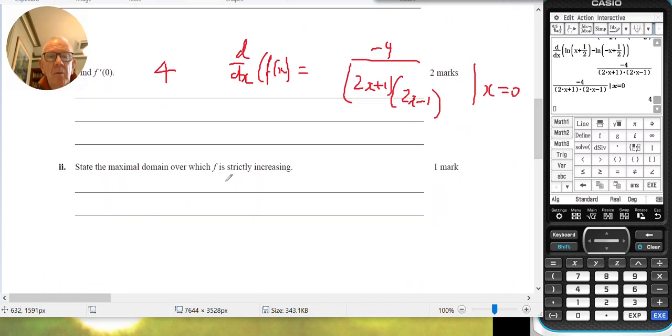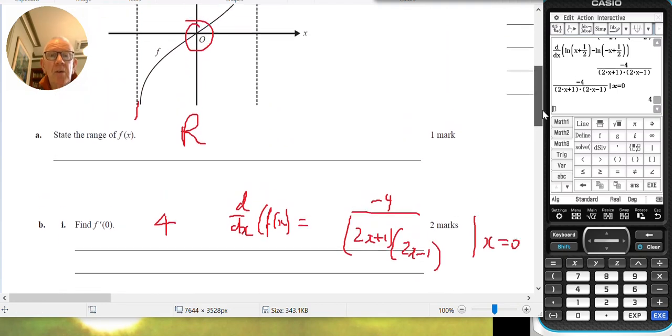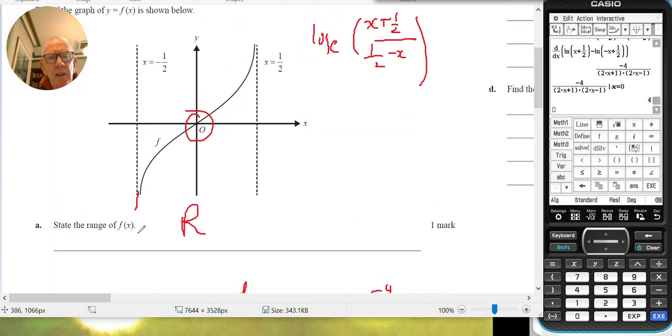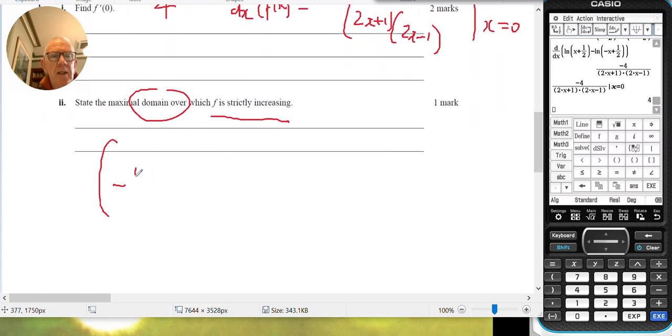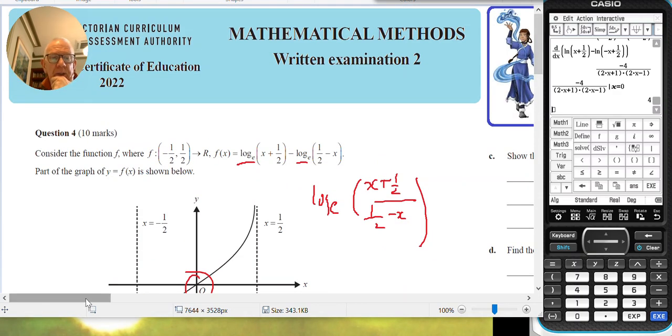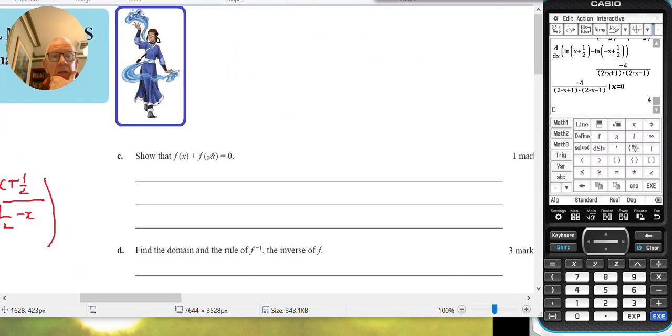Find the maximal domain over which f is strictly increasing. The maximal domain where it is strictly increasing. It's going to be strictly increasing for all of the domain. So it's going to be -1/2 through to 1/2, non-inclusive, because it's asymptotic. So the next part of the question asks me a question about this.